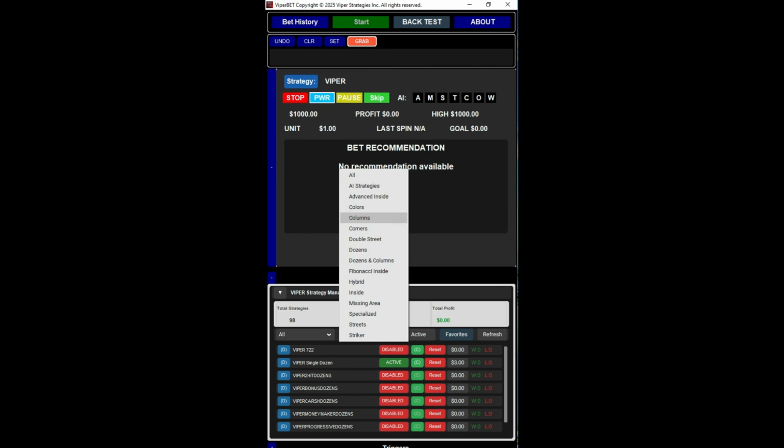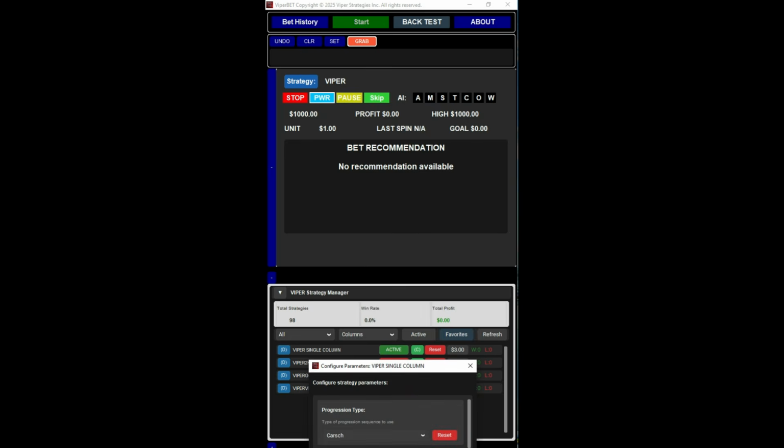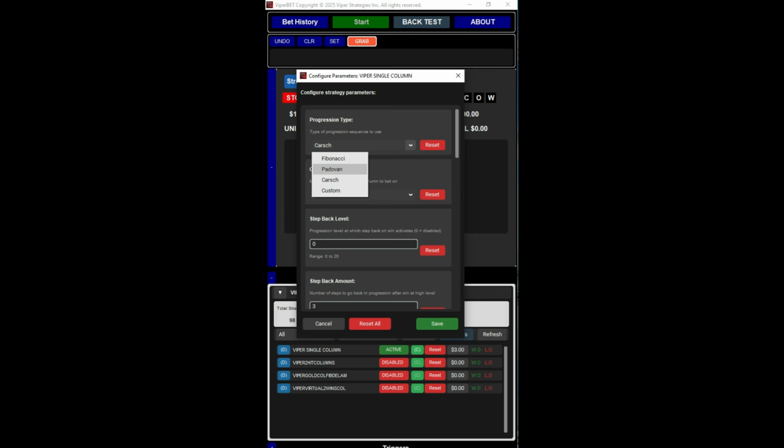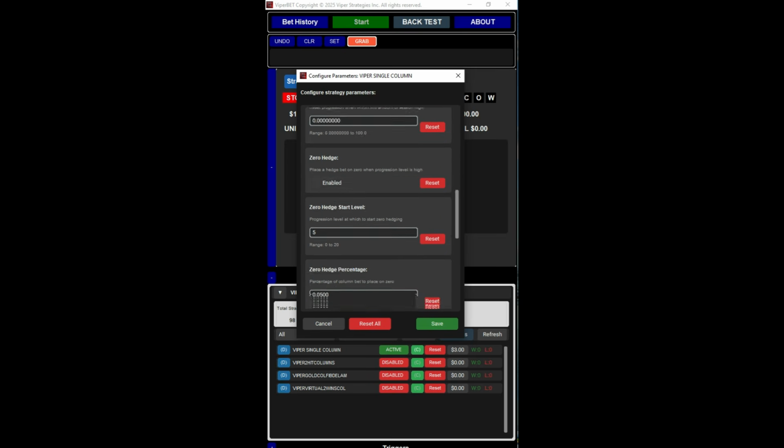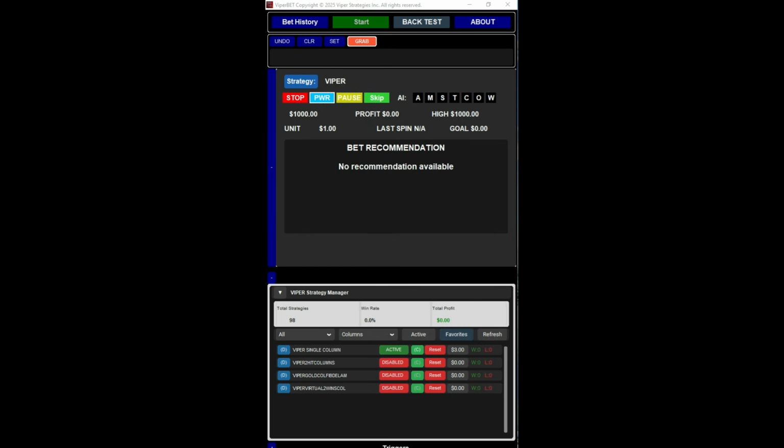Let's go ahead and go to our columns. We're going to do the same thing. Single column, we're going to activate. We're going to switch the progression into aggressively Fibonacci. And then I think it's the same thing with this one. We don't have the full Fibonacci sequence, but let's go ahead and add that $144 bet. Let's go ahead and save that.